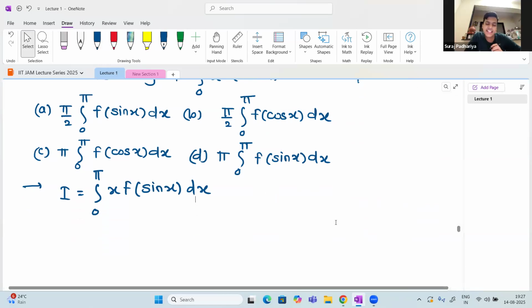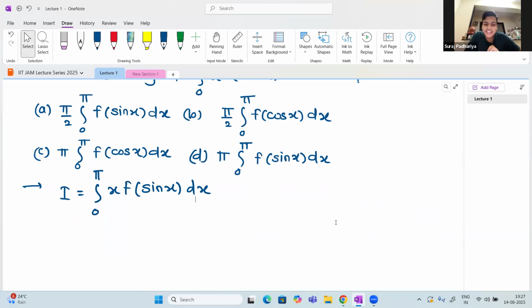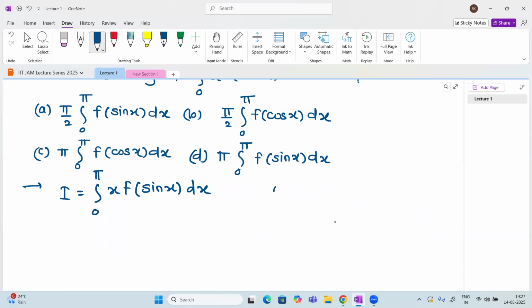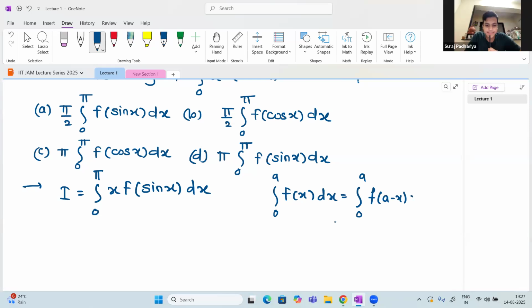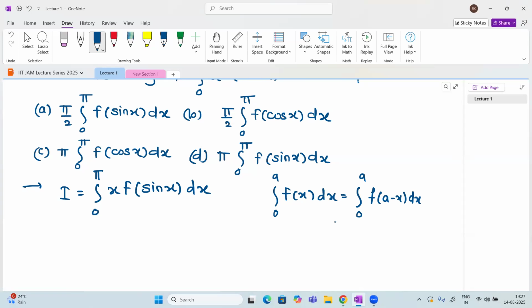Sir, x can be replaced by a minus x. Yeah, very good. See, there are two important properties of definite integral: the integral from 0 to a of f of x dx is equal to, what did you say? The integral from 0 to a of f of a minus x dx. Yeah, both integrations are same. Getting it? So wherever you have x, you can easily replace it by a minus x, and the value of the integral will be unchanged. Okay, one more question.